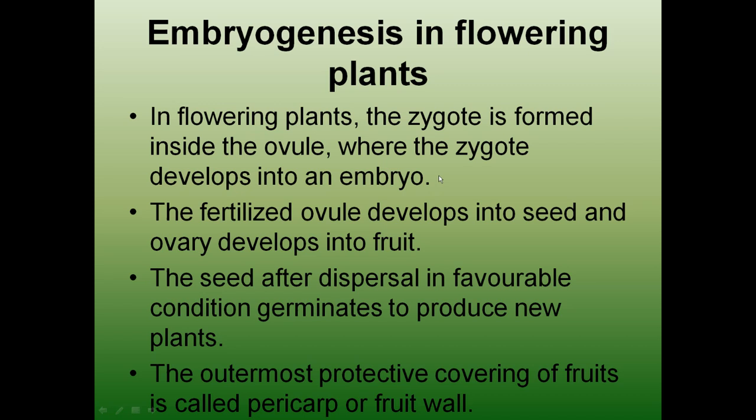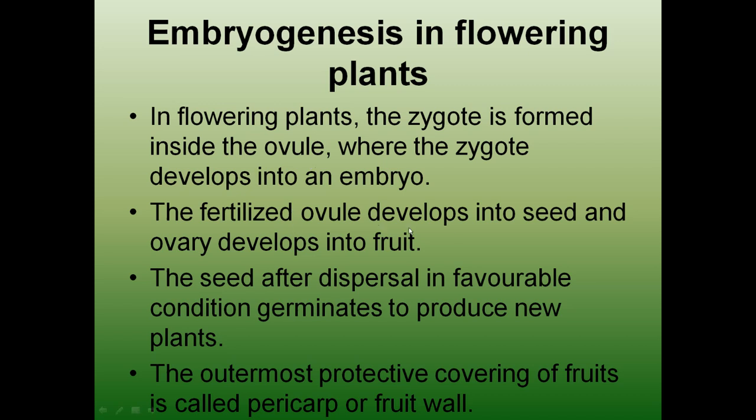Embryogenesis in flowering plants, or angiosperms. Angiosperms are the flowering plants we discussed in class 11th. In flowering plants, the zygote is formed inside the ovule. That is a very, very important point. We did the dissection in class 11th, and you have a clear idea how the zygote is formed, and ultimately seed development takes place.